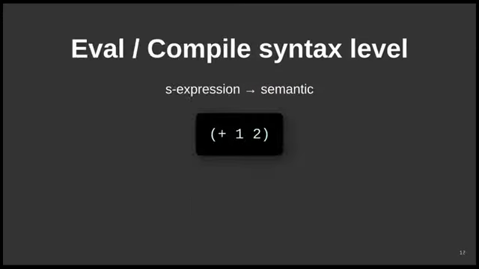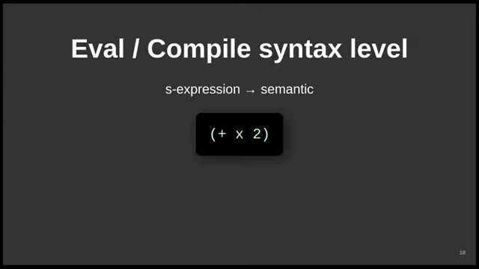Lisp also has another set of language rules, the eval/compile syntax level. In this syntax level, the rules are about how to see an S-expression at a semantic level, when either evaluating or compiling to machine code. In this example, we see a list with three elements: the symbol plus, the number 1, and the number 2. The eval/compile syntax level rules say that, in this case, the symbol plus is the name of a function to call, and the numbers 1 and 2 are the arguments to pass. Therefore, the evaluation of this S-expression will return the value 3.